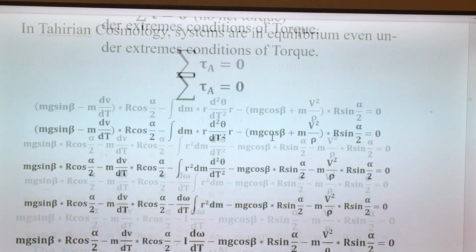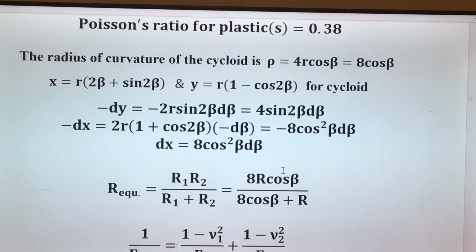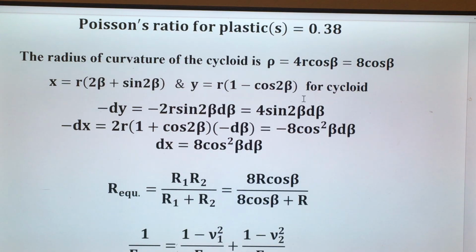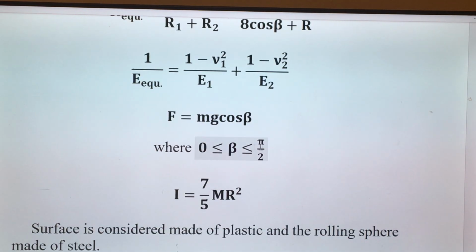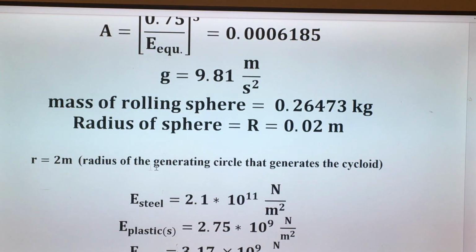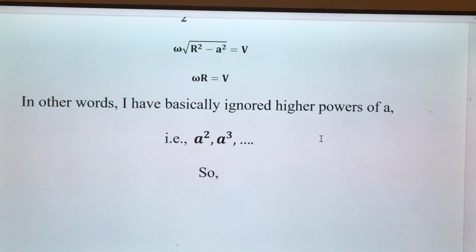If you calculate, I'll show you, rho, the radius of curvature of the cycloid, is always 4r cos beta, or 8 cos beta. R is the radius of the generating circle that generates the cycloid. I have taken it as 2 meter. So all are in the SI system, MKS system, meter, kilogram, second. G is taken to be 9.81 meter per second squared. We'll come back to it later.